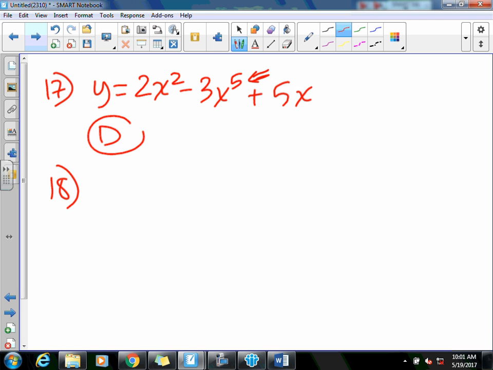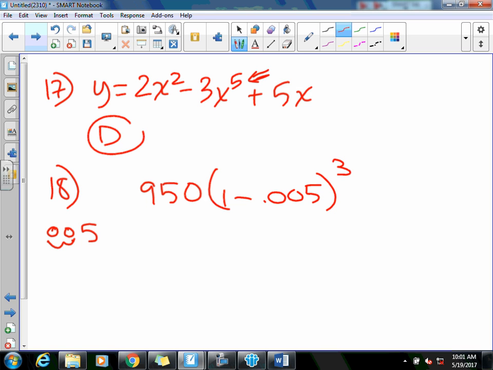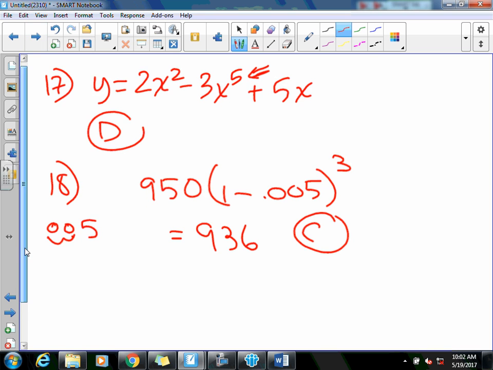Now, we have here a school that has an average attendance of 950 students. That's your starting amount. We know that it's decreasing, so it's going to be 1 minus. The rate of decrease is 0.5%, so I'm going to move my decimal point over twice. I'm looking at it for 3 years, and when I do that, I get 936 students, which is C for number 18.